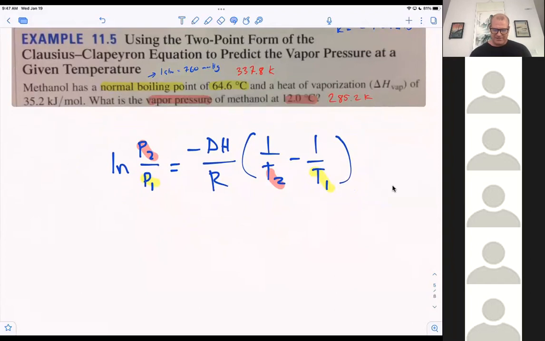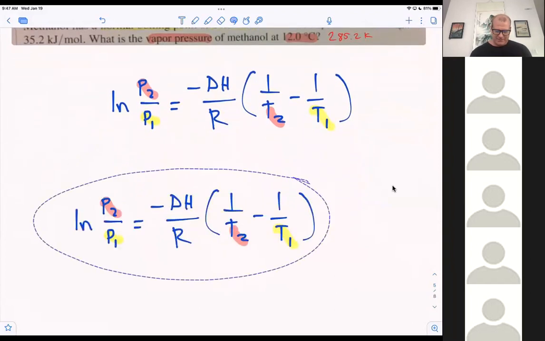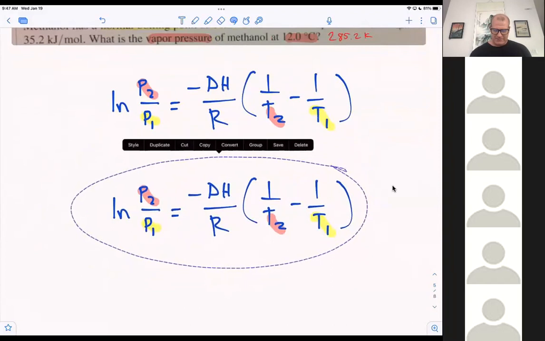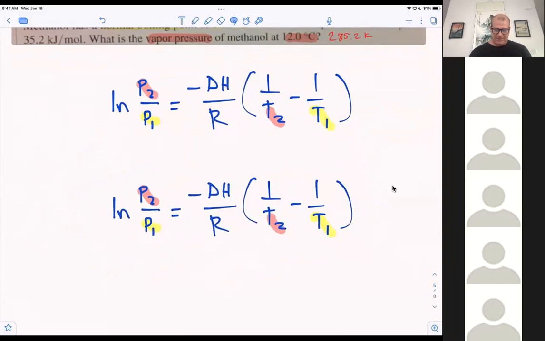I love doing math this way. It's kind of fun. So I'm going to solve for P2. And so what I'm going to do is take e to both sides. When you do that, it gets rid of the natural log. So when I take e to both sides, the natural log comes out.